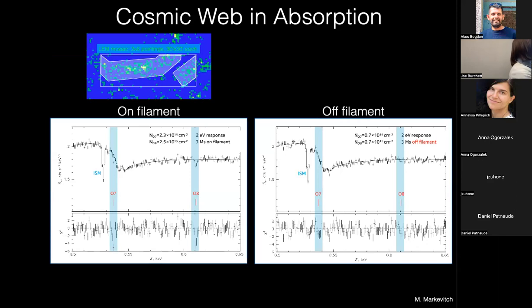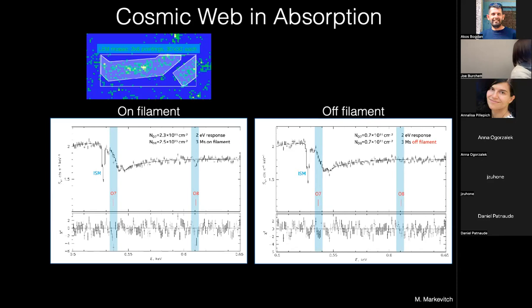Two interesting features are this one corresponding to oxygen 7 over here, and this feature over here corresponding to oxygen 8. You do see these two clear features beautifully in absorption, things are working. The second feature of oxygen 8 is a little bit weaker, but given that we will most likely know the redshift of the filament itself, we may still be able to detect it spectroscopically.